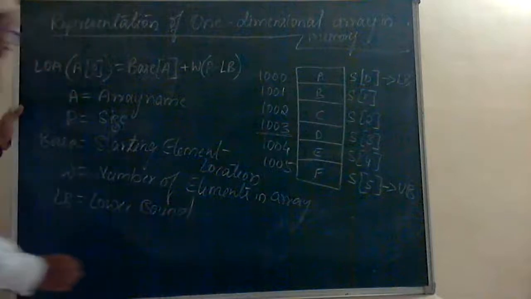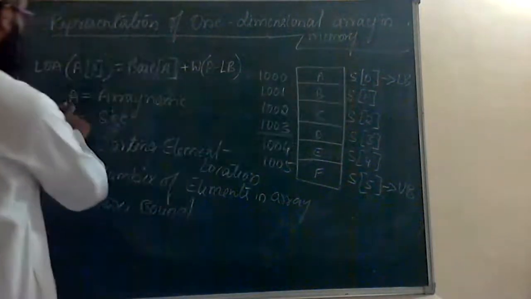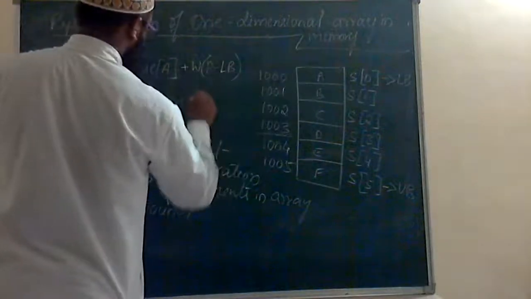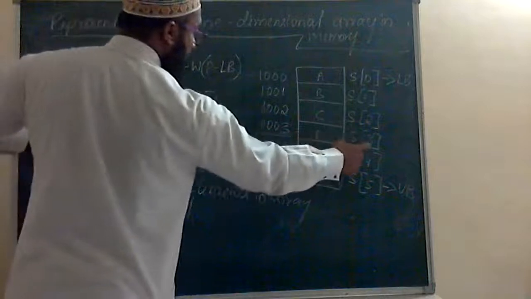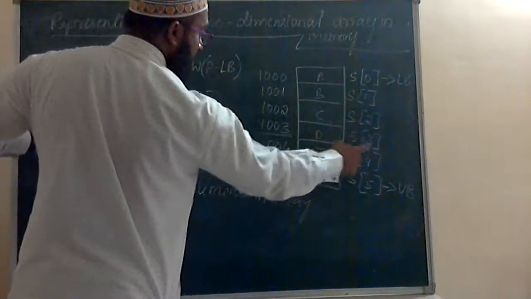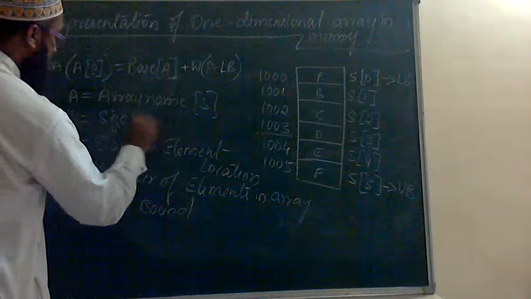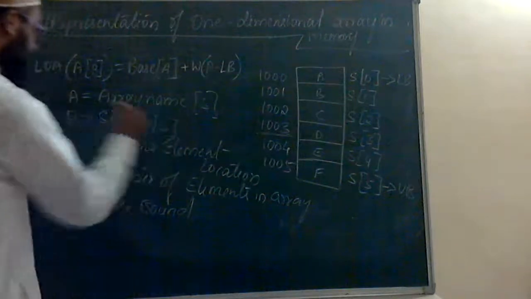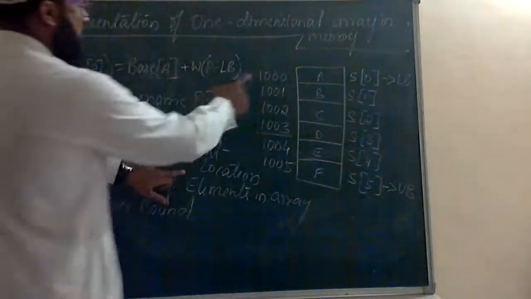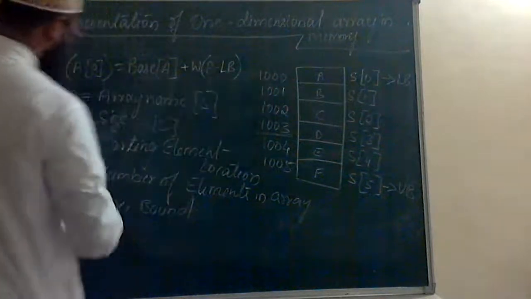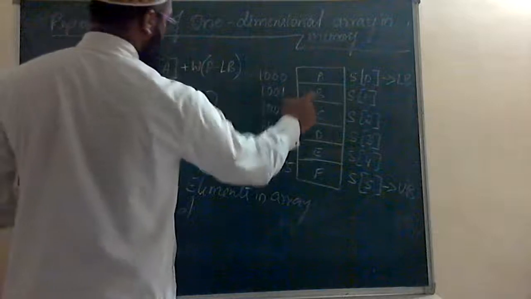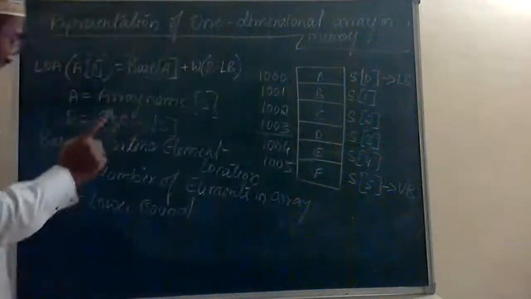Now we shall see. Array name A is S here, so this A can be taken as S. P, size, means we are calculating for D. Size is 3. Then base is the starting element location, the first element location, that is 1000. Then W is equal to number of elements, 1, 2, 3, 4, 5, 6. Lower bound is 0.